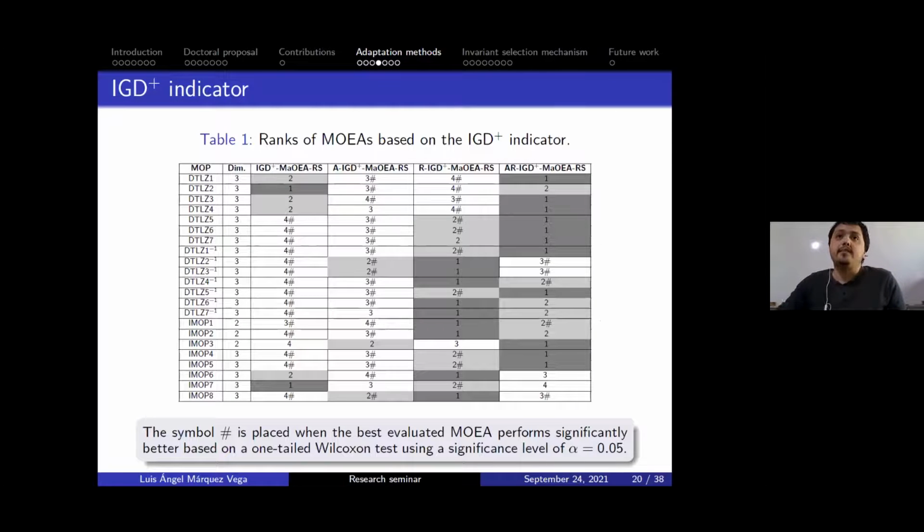Here we can see the ranks obtained by each MOEA in each problem based on the IGD plus indicator, which is used to assess convergence and distribution. The adaptation method from AR-MOEA is capable of maintaining the good performance on problems with regular Pareto front shapes. We can also see that all the MOEAs with adaptation methods increase the performance obtained by the MOEA without adaptation method on most problems with irregular Pareto front shapes. However, the adaptation method from RBA star obtains the best performance on most problems with inverted convex Pareto front shapes.